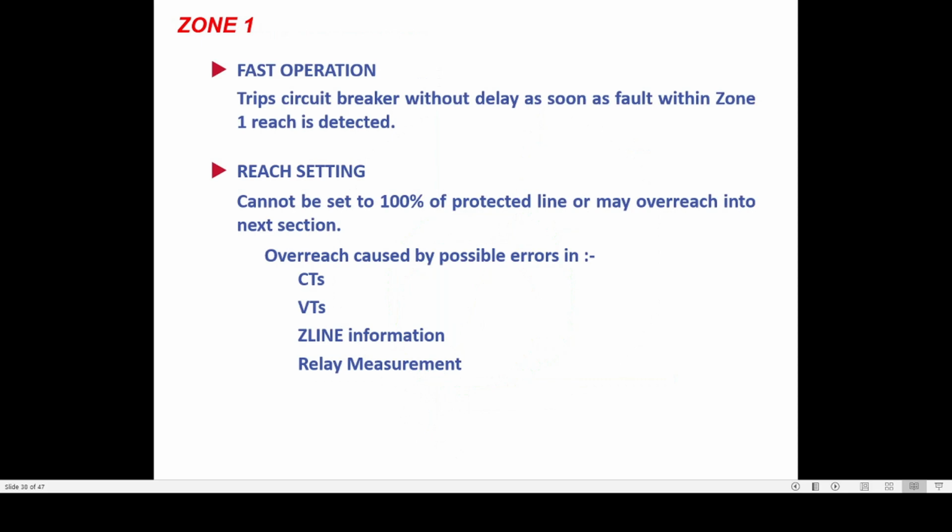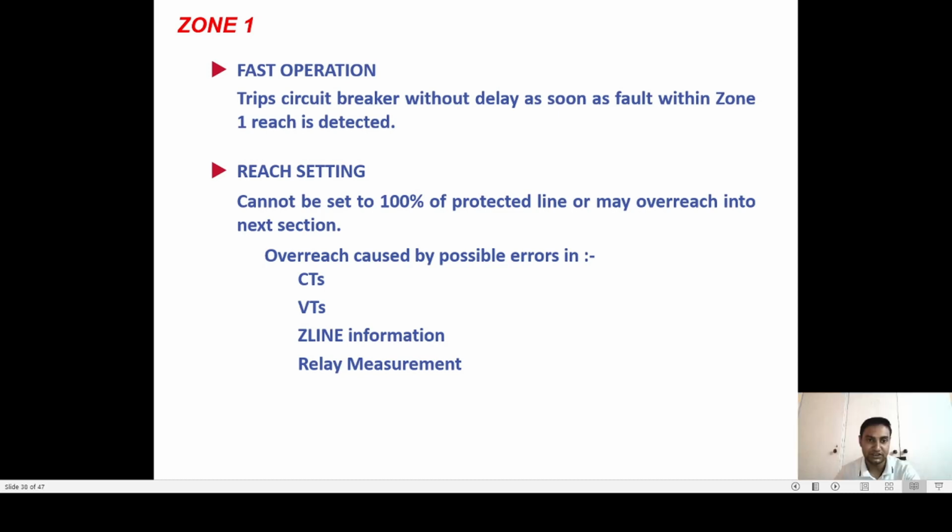Now zone 1, as I have already explained, provides the fast operation, and it trips circuit breakers without delay as soon as a fault within zone 1 is detected. We cannot set zone 1 as 100% of the protected line, or it may overreach into the next section, because of the four errors, as I have already explained: CT, VT, Z line information, and relay measurement.